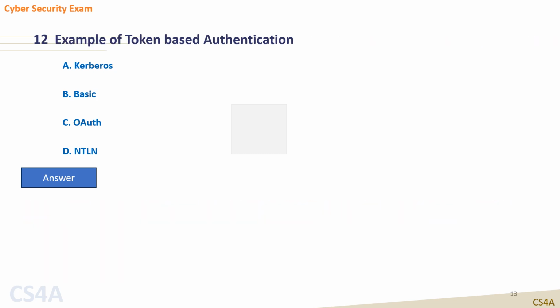So here the question is, example of token based authentication. The options are Kerberos, Basic, OAuth, and NTLM. Kerberos is not token based, it is ticket based authentication. Basic authentication uses username and plain password. And NTLM is also not token based. It sends the hashed password value to the server to validate the user's identity. So OAuth is the correct answer. OAuth is the token based authentication.